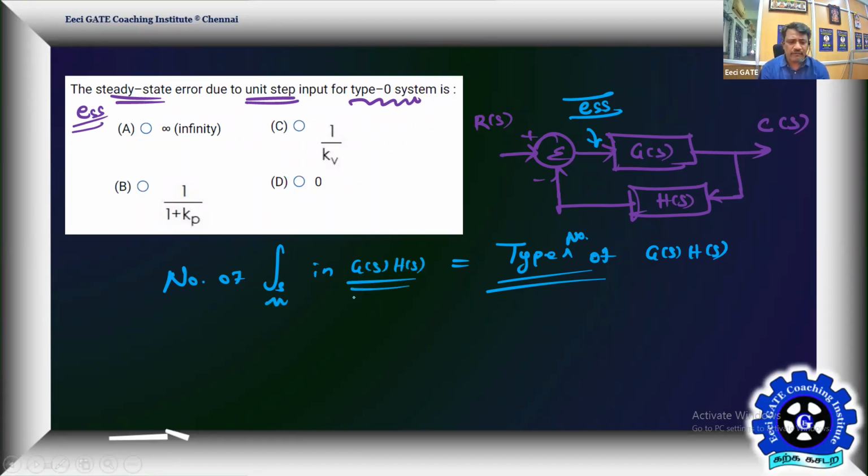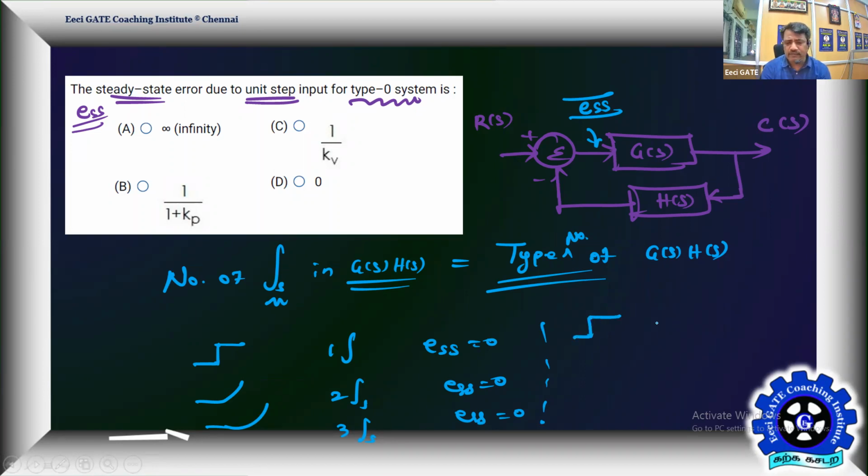For example, if we have a step input, you need a minimum of one integrator to make the error zero. That's the concept. If you have a ramp input, then you need a minimum of two integrators to make the error zero. If you apply a parabolic command, then you need a minimum of three integrators. Otherwise, if you are one integrator short, the error will become a constant. Suppose you apply a step input but we have zero integrators, then the error will become step size by 1 plus Kp, where A is the step size.